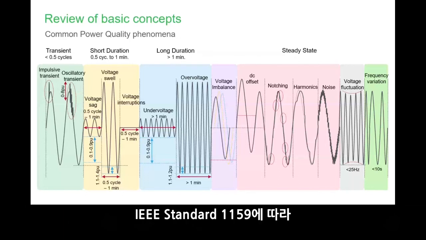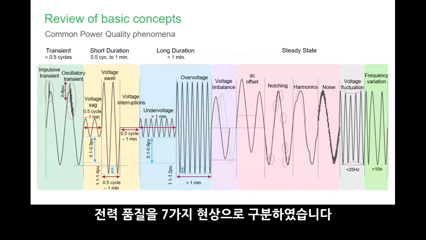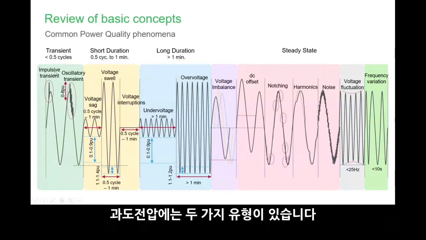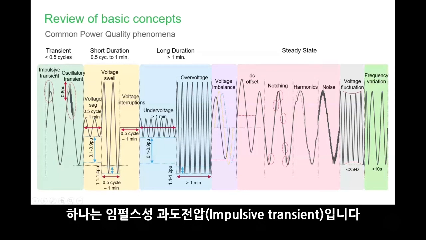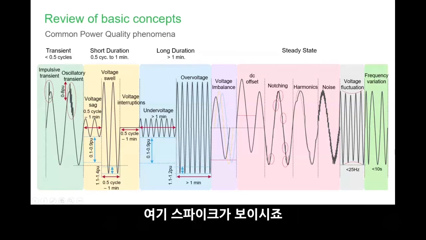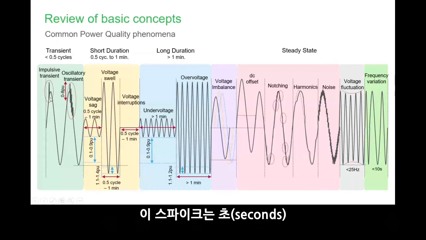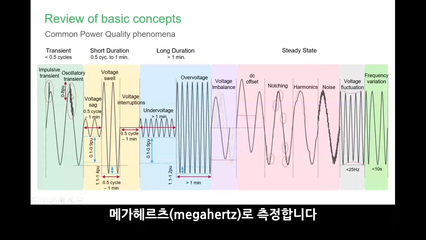Okay, so under the IEEE standard 1159, they categorize power quality into 7 phenomena. Firstly is a transient. Okay, so transient can be 2 types of transient. There's impulsive transient, where there is one spike in one direction. Oscillatory transient is bidirectional. Impulsive transient is captured in terms of seconds, milliseconds, nanoseconds. Oscillatory transient we measure in terms of megahertz.